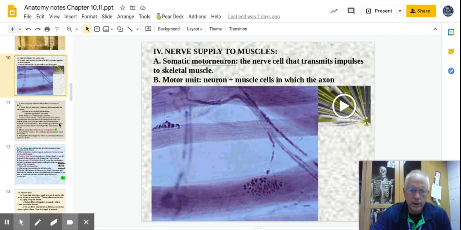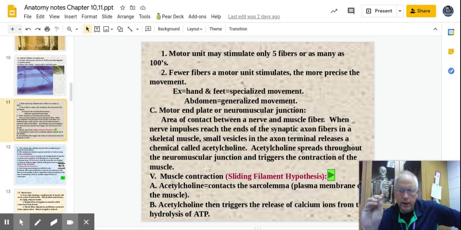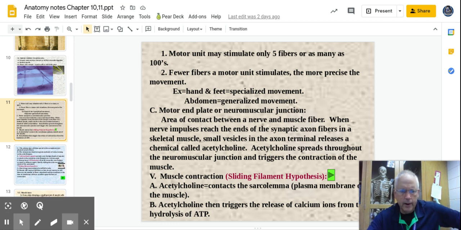And to kind of wrap up what I started yesterday, motor units may stimulate 5 fibers, or they may stimulate as many as hundreds at a time. And the fewer fibers, this makes sense. The fewer the fibers, like your fingers, I talked about that yesterday, the more precise the movement, whereas your back has hundreds of them hooked together, all right?